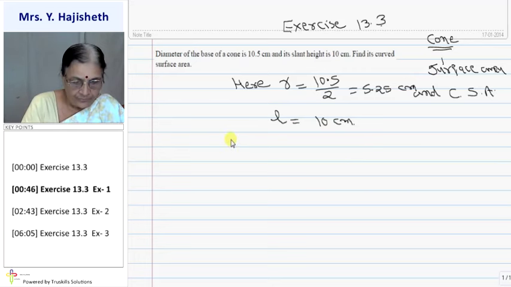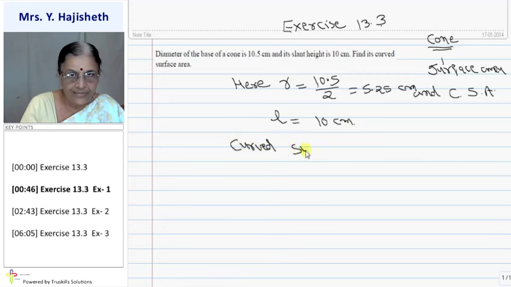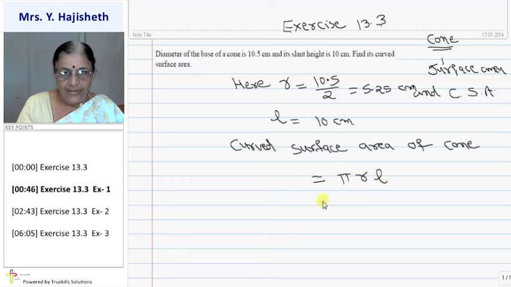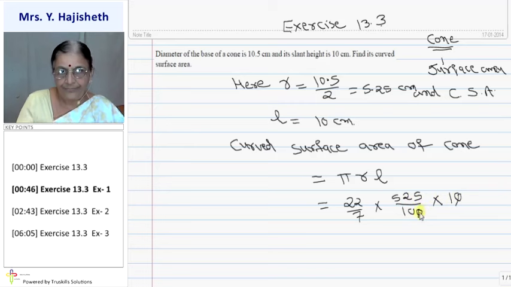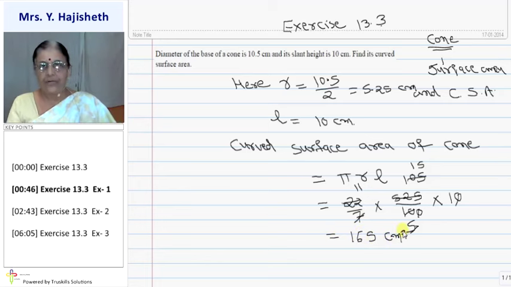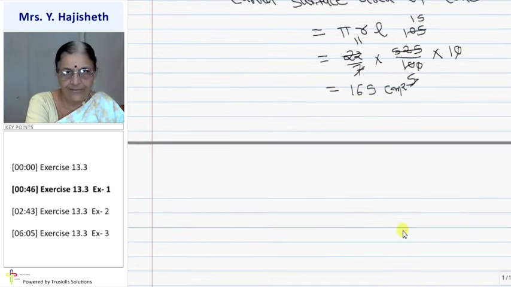Now what is the formula for curved surface area of cone? Curved surface area of cone is calculated by using the formula pi r l. Instead of pi you put 22/7, instead of r you put 525/100 and instead of l you put 10. Cancel: one 10 goes, 5 twos are 10, 5 ones go, and this is 7. So it is 15 into 11. So my answer is 165 centimeter square. Curved surface area of cone is 165 centimeter square.